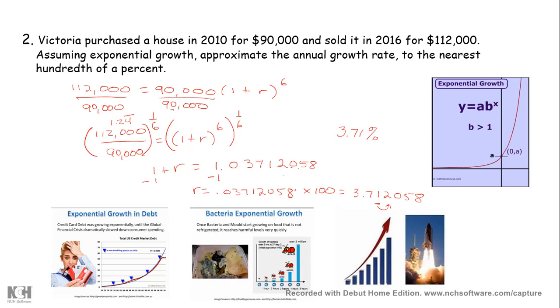Now remember, you can check your work, or if you're not doing it algebraically and this is a Regents question or a multiple choice question, you can go into list 1 and list 2 in your calculator, and you can put in 0 and 6. 2010 would be times 0, and 2016 would be times 6. And then you can go ahead and put in your 90,000 and your 112,000.